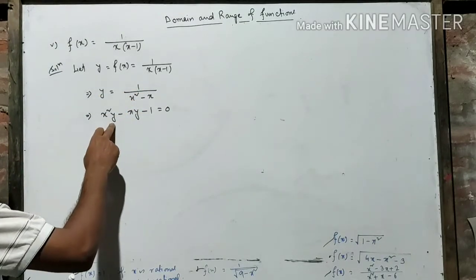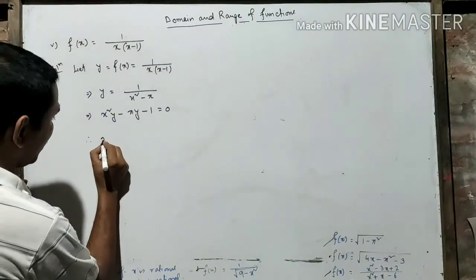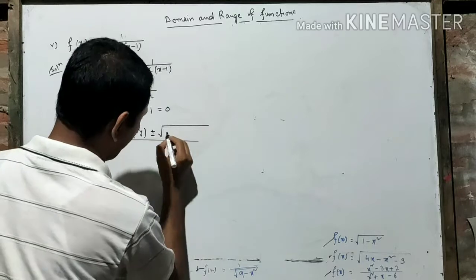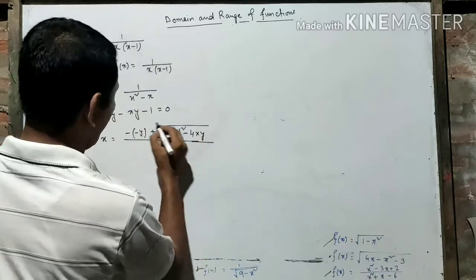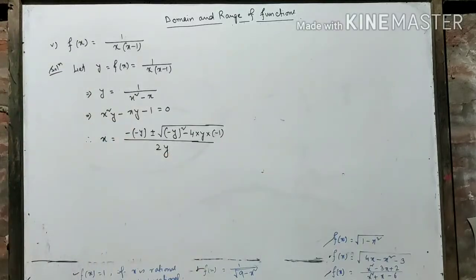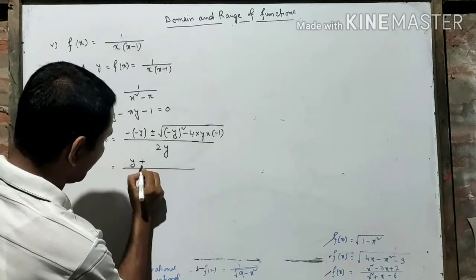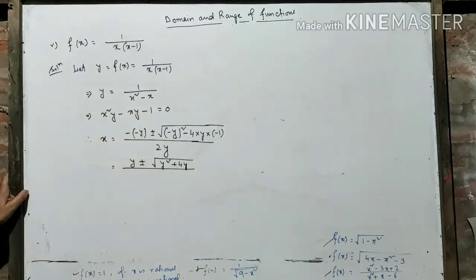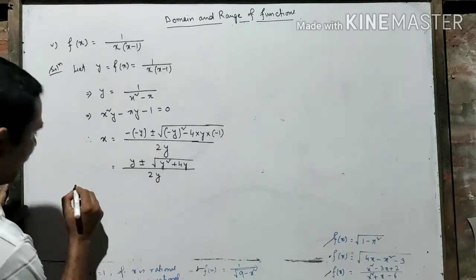So what is the value of a? a is y, b is -y, and c is -1. So according to the formula, x = (-b ± √(b² - 4ac)) / 2a, with a as y and c again -1, divided by twice y. This is equal to (y ± √(y² + 4y)) / 2y. So which is undefined?